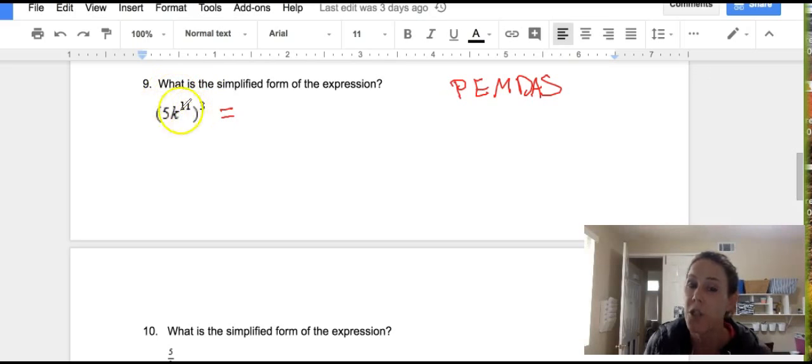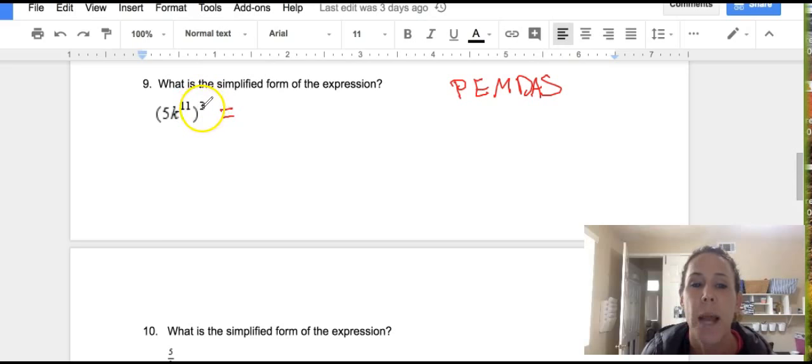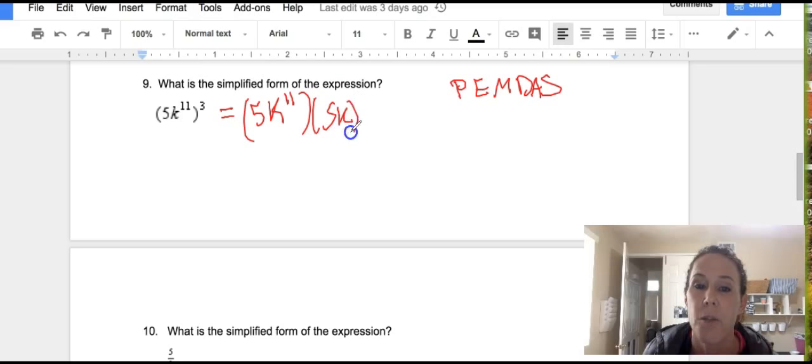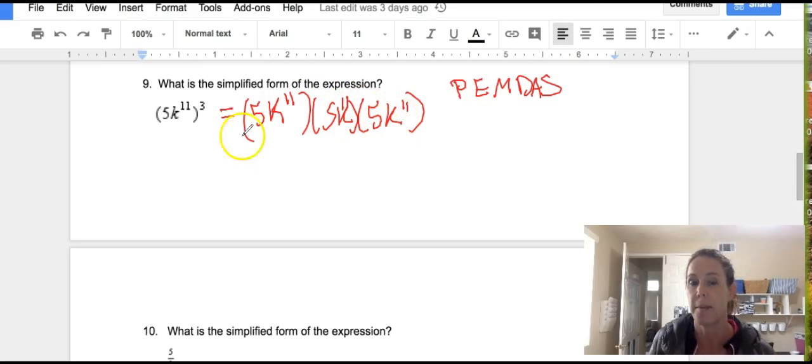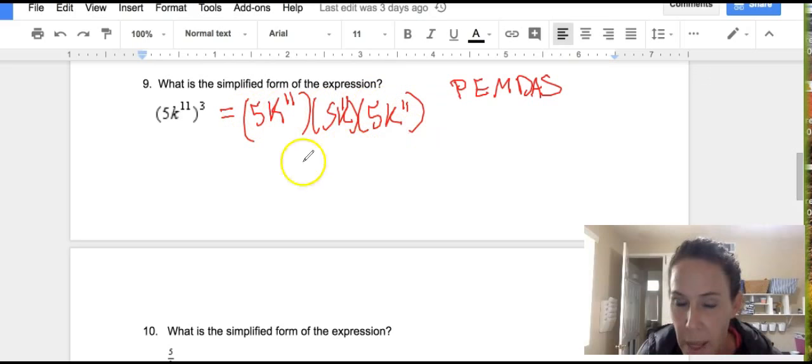I'm going to do my parentheses and my exponents. With my exponents, I need to realize that I'm cubing this whole thing. So if I wrote this out cubing it, it would be 5k to the 11th times 5k to the 11th times 5k to the 11th. That's doing that 3 times. And now everything is multiplied.